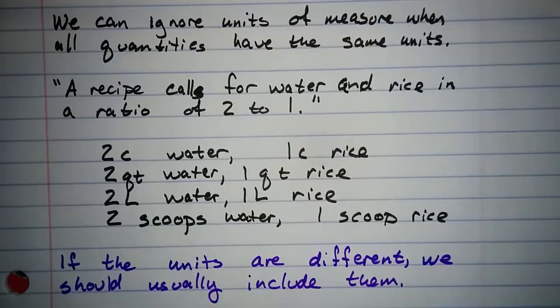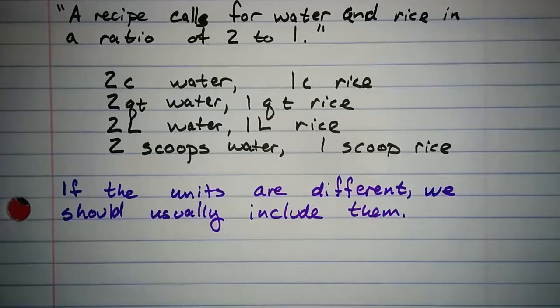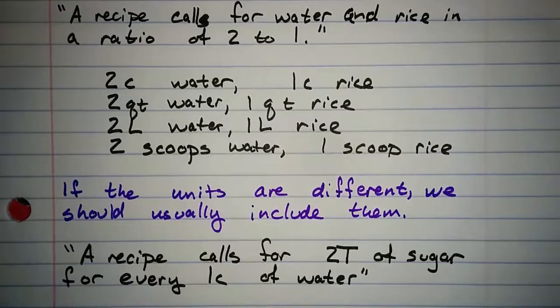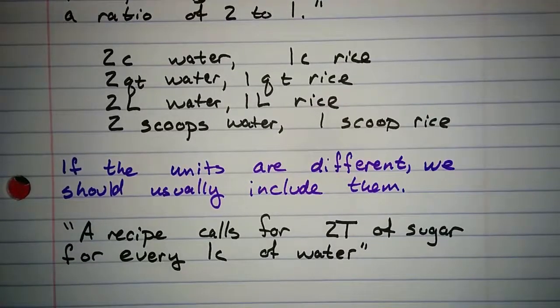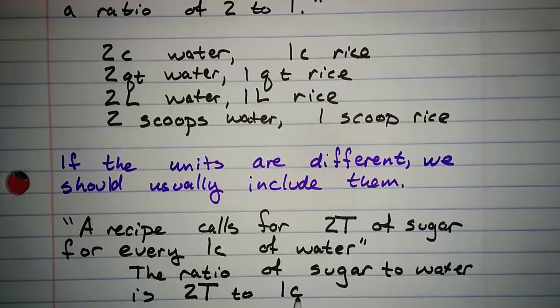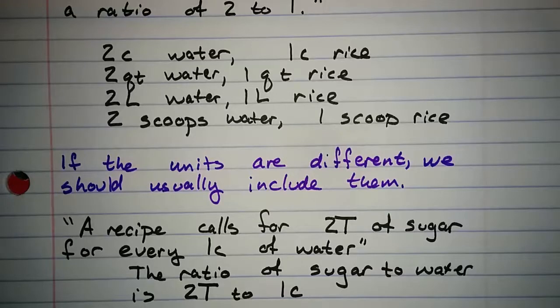If the units are different, we should usually include them. So, for example, if a drink recipe calls for 2 tablespoons of sugar for every 1 cup of water, I should probably describe that ratio as 2 tablespoons to 1 cup. Things would change a lot if I did 2 teaspoons to 1 quart, for example. We'll discuss later what to do with something like this to possibly simplify things so we can play with the units a little bit more. For now, if the units are different, we should include them.